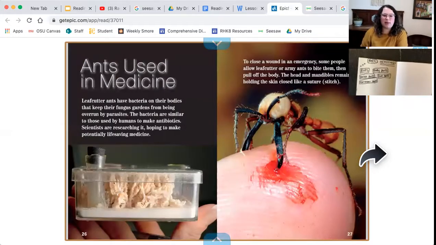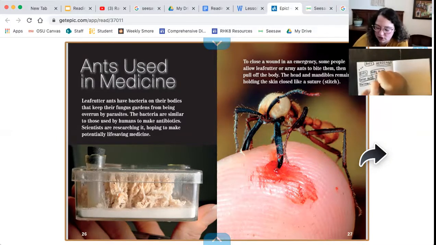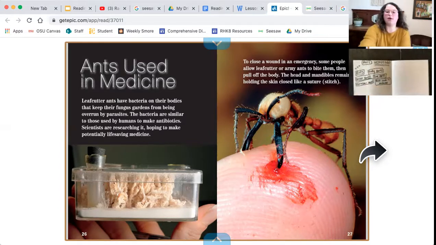Ants used in medicine. Does anybody notice anything about this page? Something that I notice about this page is that most of the pages that we've seen have been, the heading has been the name of a certain kind of ant, but this is a different kind of heading. Ants used in medicine. That tells me that this page is going to be about something different than the other pages that were just telling us about different types of ants. So I'm going to make sure I write that one down on my headings page.